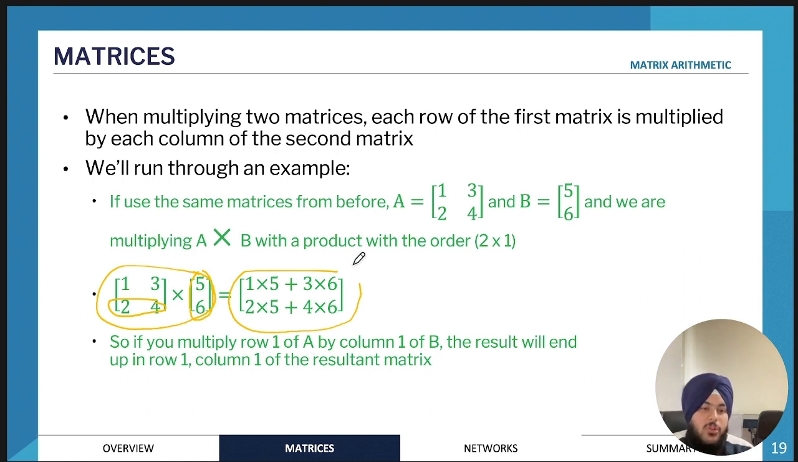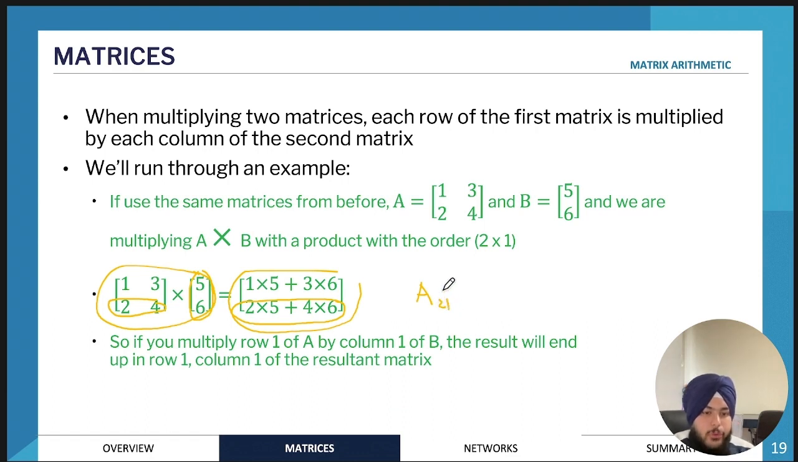But what VCAA likes to do in order to test this is ask you, how did you find this element? And then you will show this particular working out. So 2 times 5 plus 4 times 6. So if they were to ask you, how did you calculate an element? Let's just say this product matrix was called A. And they would ask you to work out, how did you find element 2, 1.